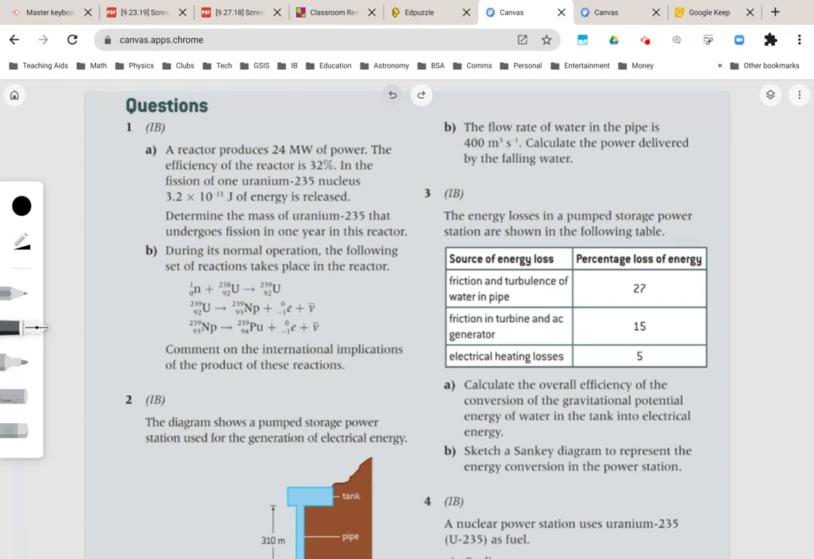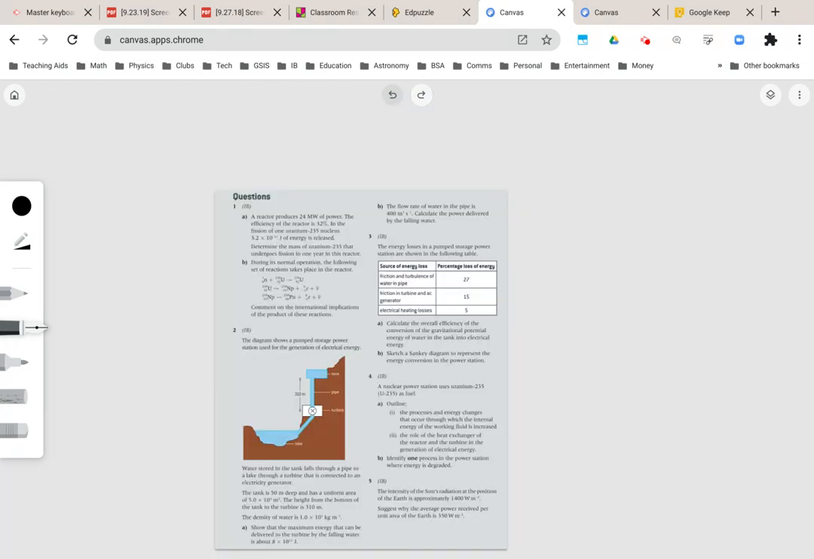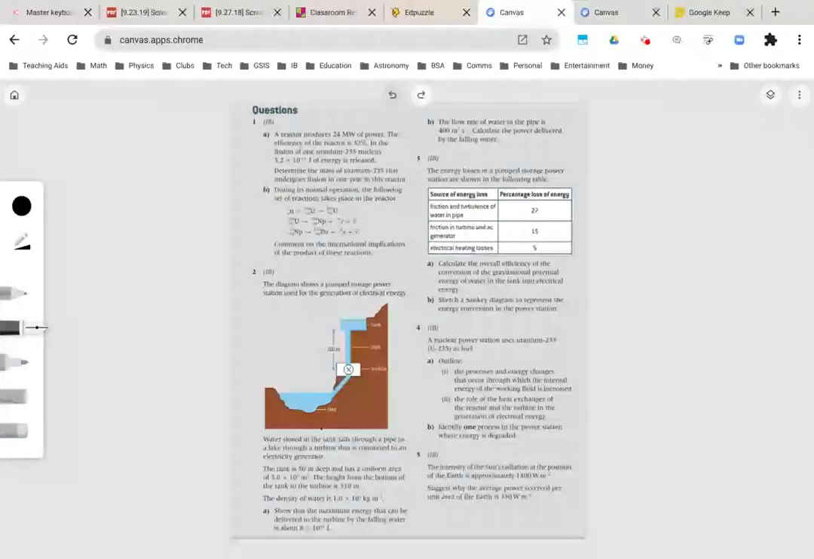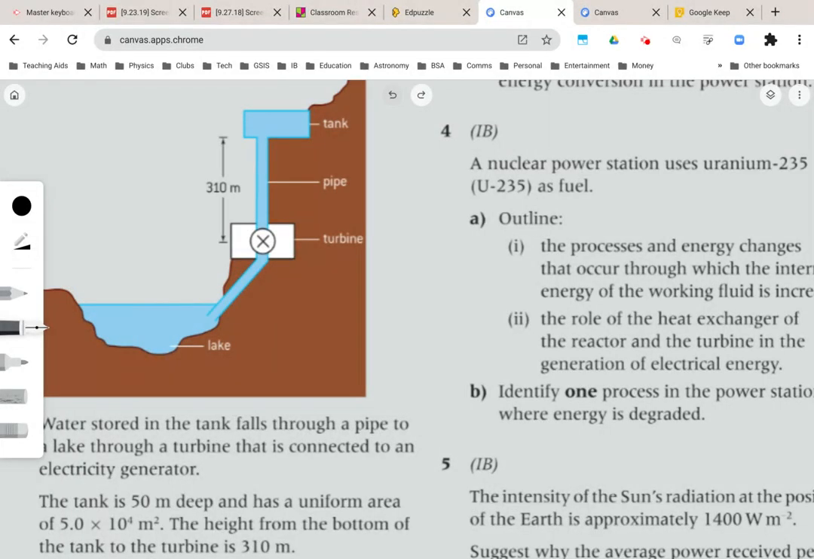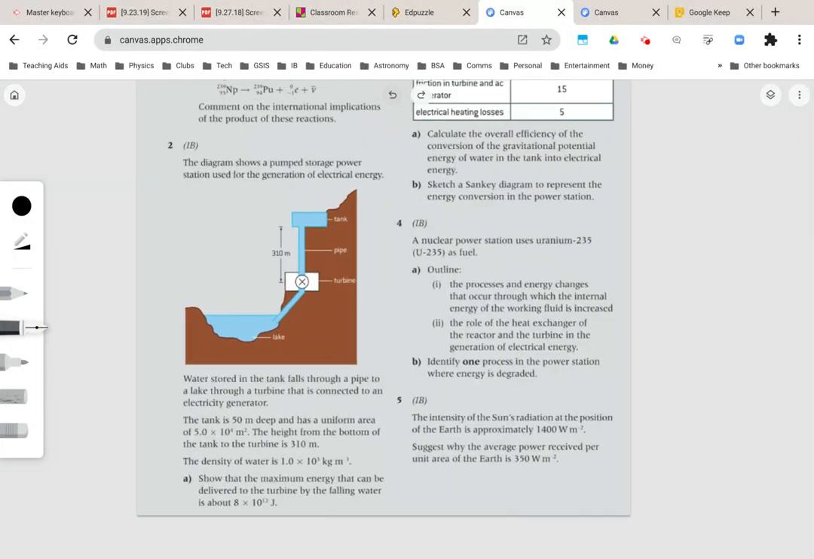When that absorbs a neutron, it can split into neptunium and also plutonium. Comment on the international implications of the products of these reactions. So here I think I'll just say that what we have is very dangerous material, highly radioactive, highly poisonous, and also can be used to make nuclear weapons.